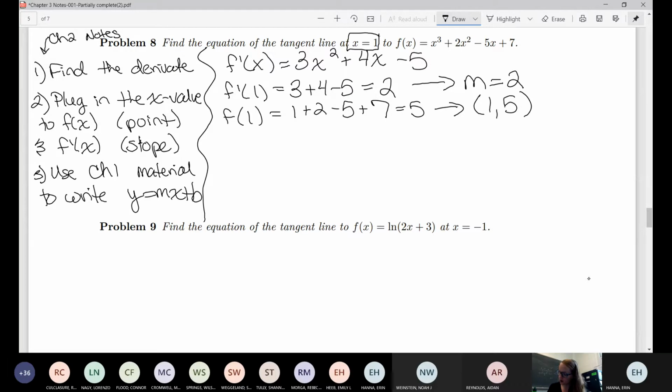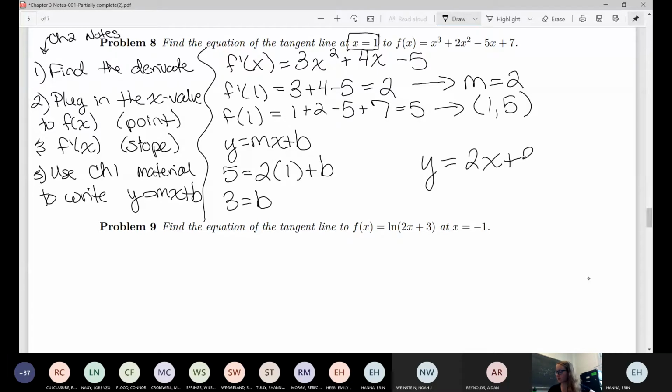writing. So we want some y equals mx plus b. So we have y is 5, m is 2, x is 1. We need to solve for b. Subtract 2 from both sides, you get that b is 3. So we get y equals 2x plus 3 as our tangent line.